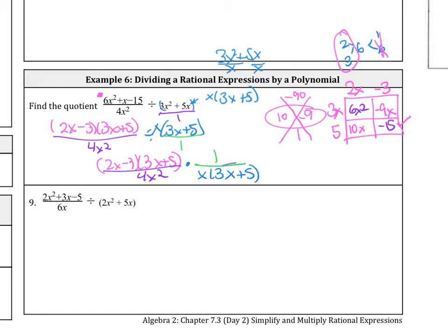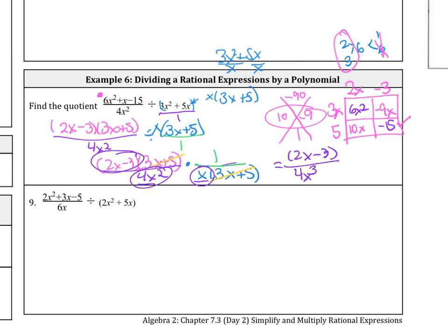Now we can cancel things out. So 3x plus 5 goes away, and that's it. So now what we're left over with is 2x minus 3 in the numerator, and the denominator is 4x cubed. So remember that you can't cancel that out, right? You can't cancel it if it's beside each other, only if it's top and bottom. And so you just multiply what's left.